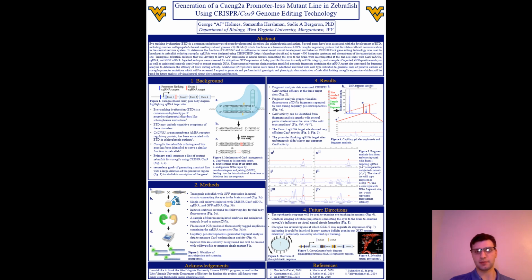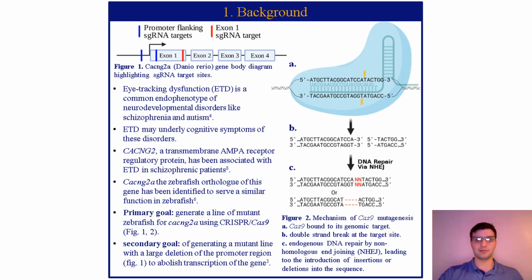My name is AJ Holmes, and my project is the generation of CACNG2A mutant zebrafish using CRISPR-Cas9. My project started out looking for genes associated with eye tracking dysfunction, or ETD, a very consistent set of oculomotor deficits seen in patients with neurodevelopmental disorders like schizophrenia and autism, as well as their first-degree relatives. And the high penetrance of ETD suggests that genetic factors play a large role in its development.